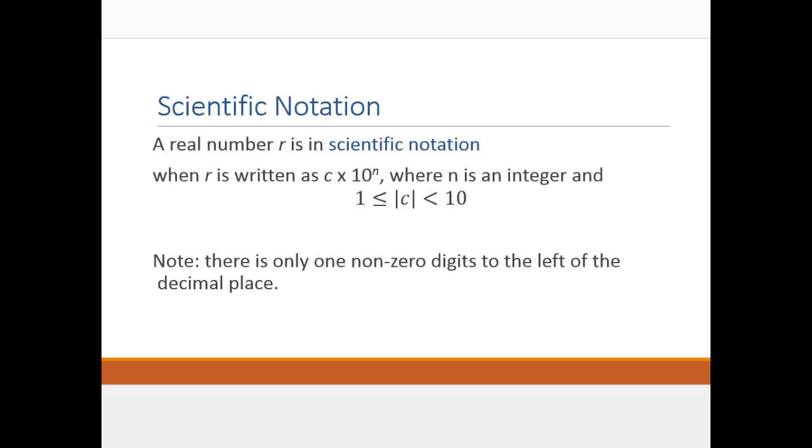Let's talk about scientific notation. We can rewrite all numbers using scientific notation. I can take some real number r and write it as c times 10 to the n. Well, n is just going to be an integer. It's going to be 0, 1, 2, 3, 4, etc., or negative 1, negative 2, negative 3. And I'm going to define the c to fall between 1 and 10. In other words, I want to find some number between 1 and 10 and multiply it by 10 to some power. Now the key here with c is there's only one non-zero digit to the left of the decimal place when I'm looking at c.